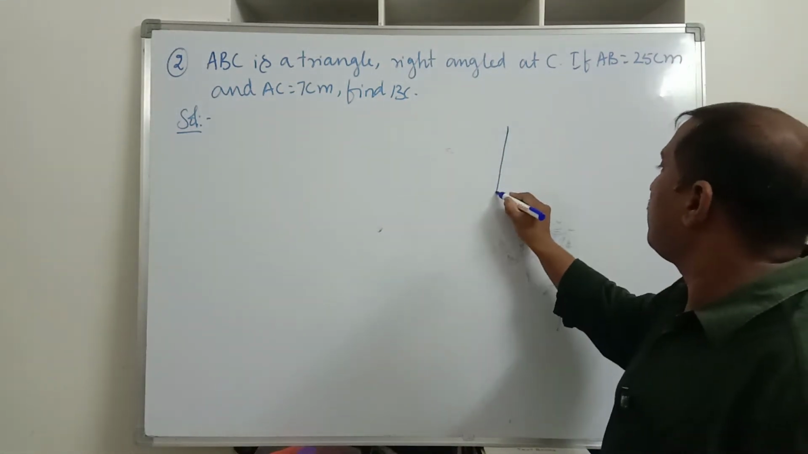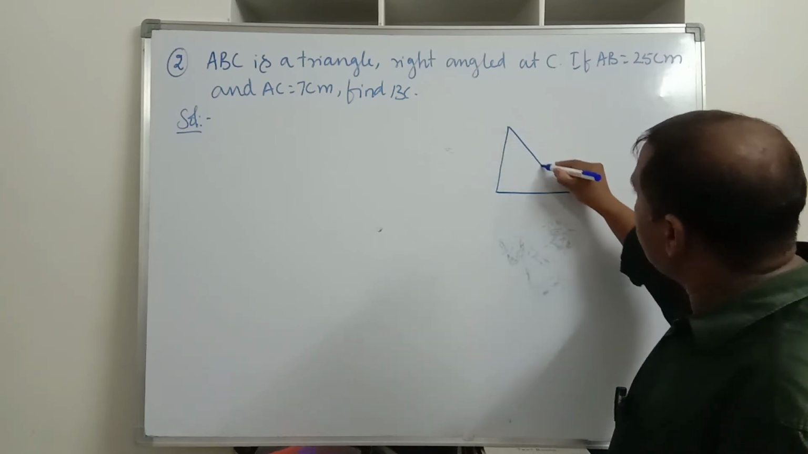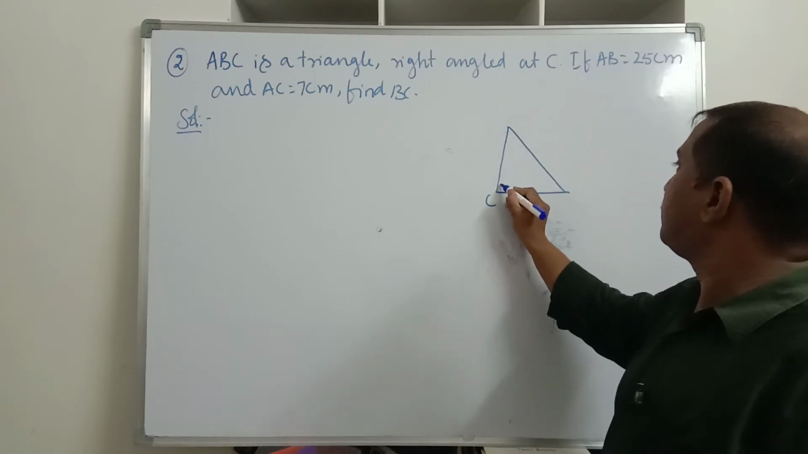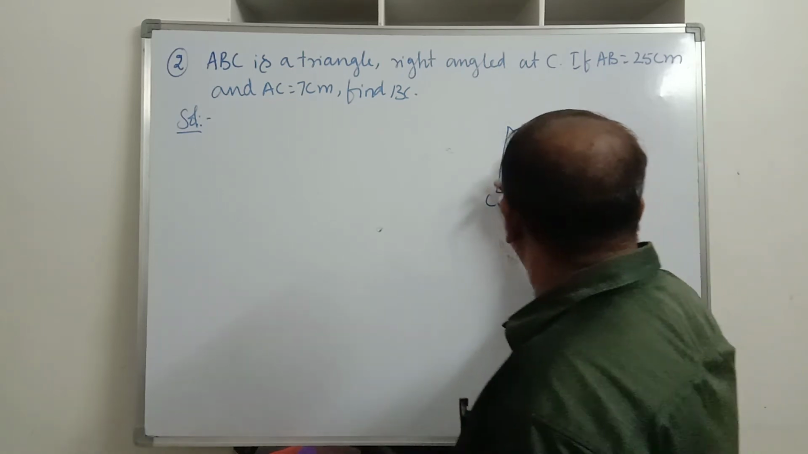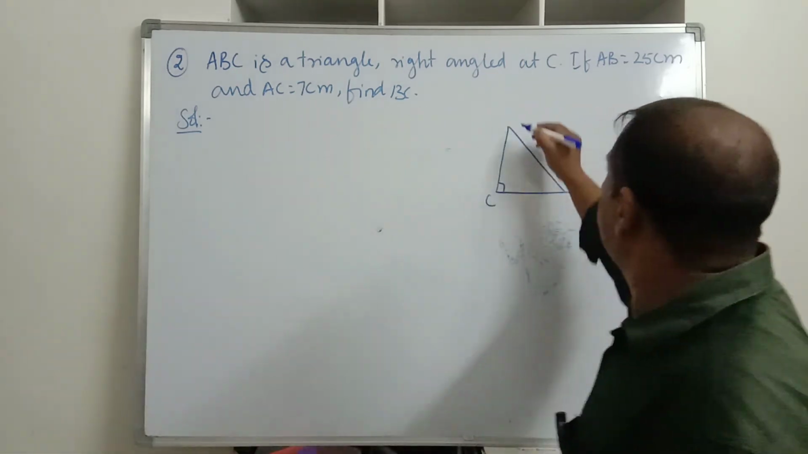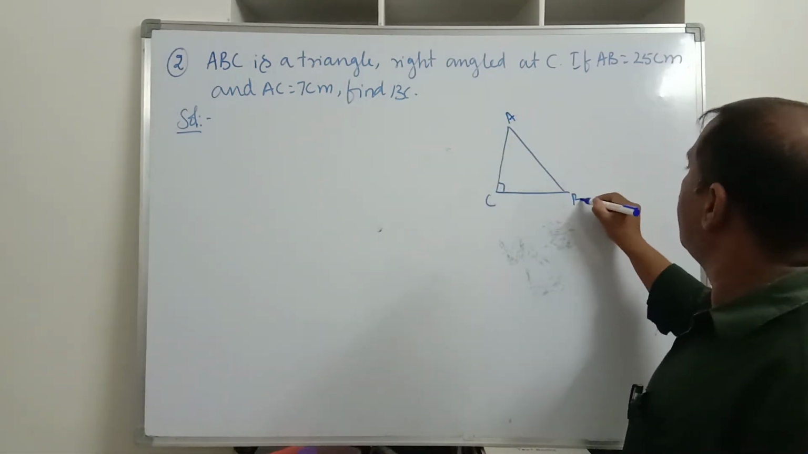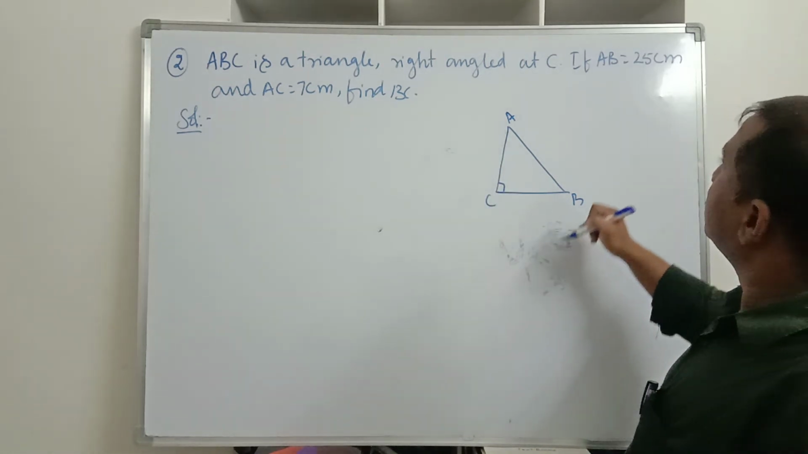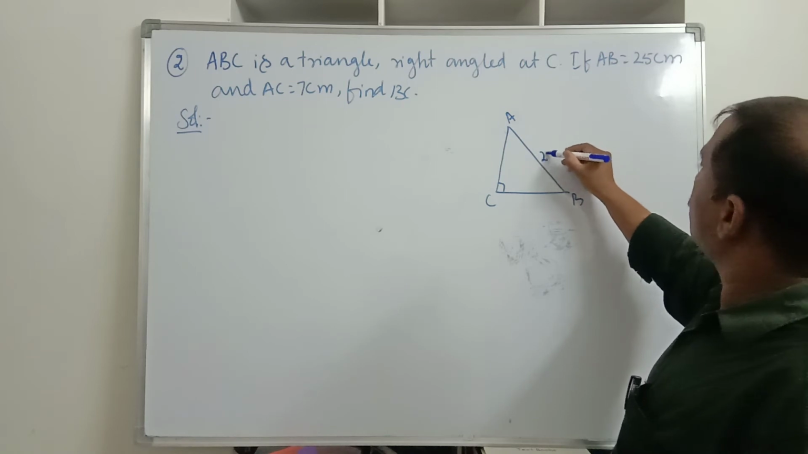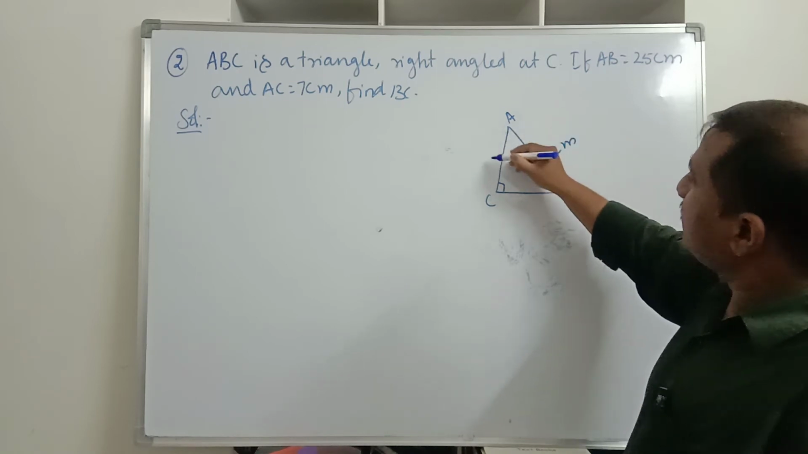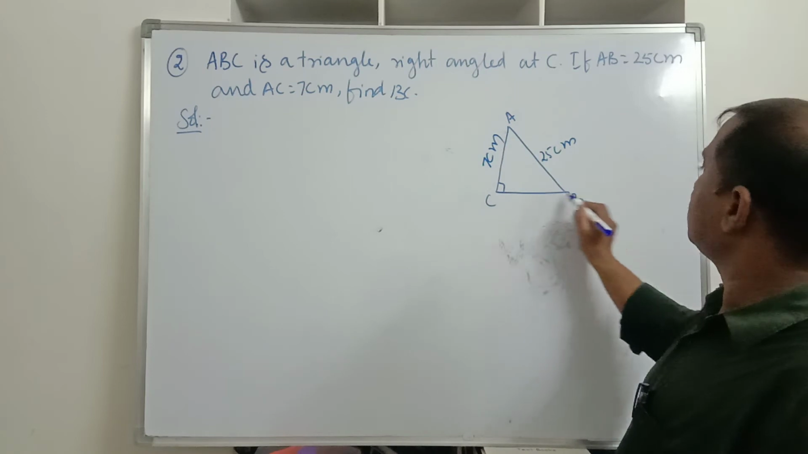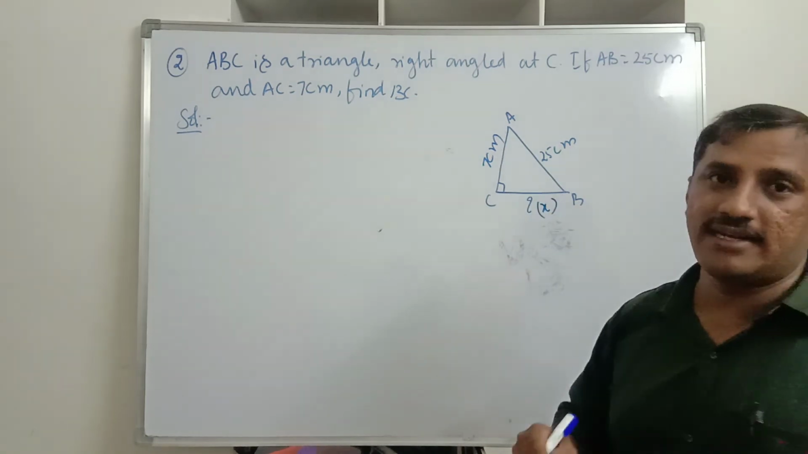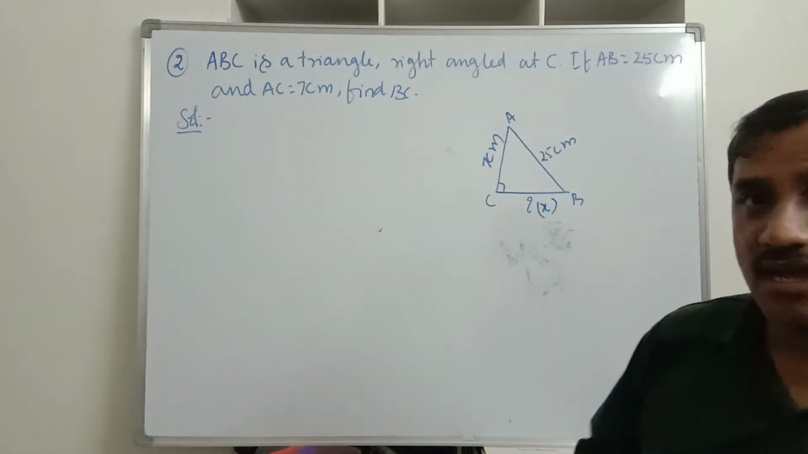So again you are given one right angled triangle. Let that right angled triangle be ABC, right angled at C. So this side will be C. ABC is a triangle right angled at C, and it is given AB is equal to 25 centimeters, AC is equal to 7 centimeters. Find BC. This we have to find. We don't know it, so let us take it as X centimeters, the unknown value.